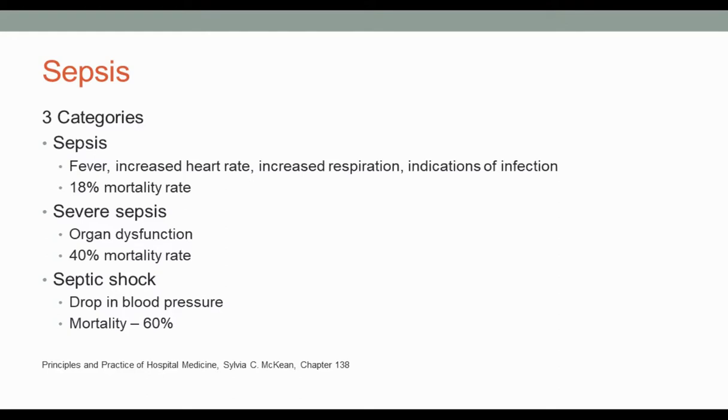Sepsis can be divided into 3 categories depending on the severity. In sepsis, the patient will have fever, increased heart rate, rapid breathing, and other signs of infection. These patients have an 18% mortality rate. In severe sepsis, all of the symptoms of sepsis may be present, but the patient will also have organ dysfunction, and the mortality rate increases to 40%. The most severe form of sepsis is septic shock. These patients have the symptoms that have already been mentioned, in addition to a drop in their blood pressure. 60% of the patients that develop septic shock will die.